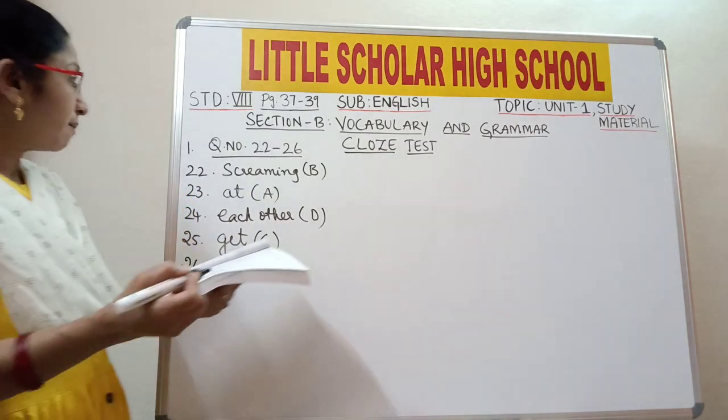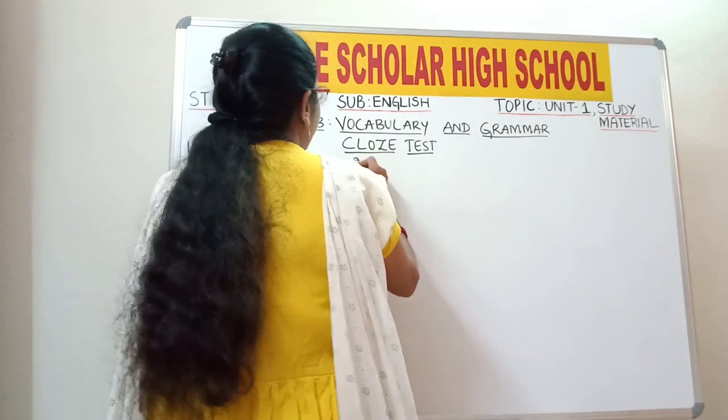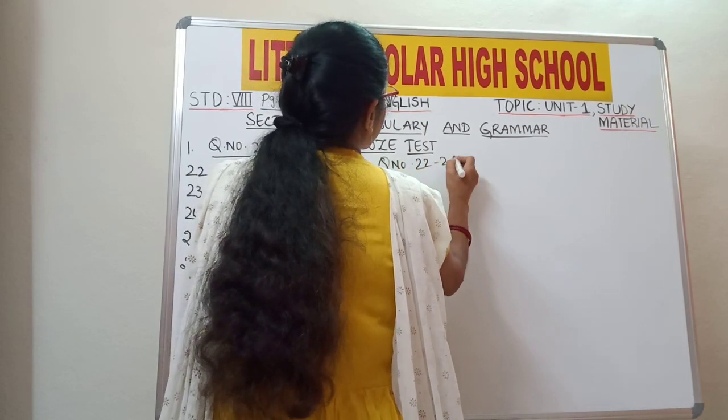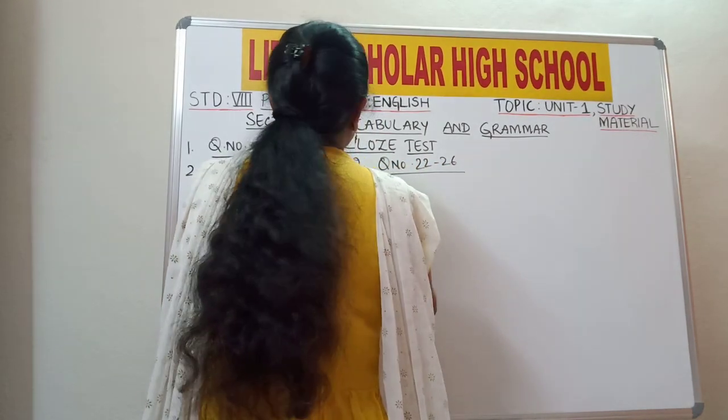Now let us see passage 2. Again we have question numbers 22 to 26. Now let us see 22.